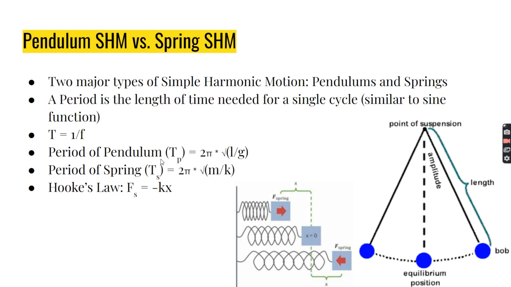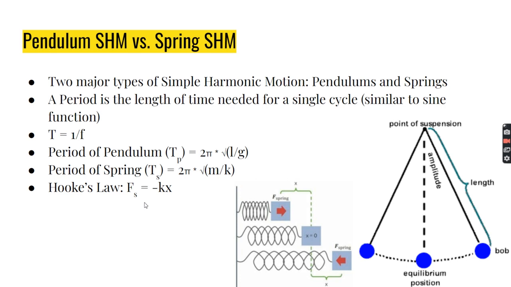So, period is equal to 1 over frequency. Whatever the frequency is, however many times this happens per second, 1 over that is how long the period is. And then the period of a pendulum, the equations are slightly different. It's 2 pi times the square root of the length of the string over gravity. And the period of a spring is 2 pi times the square root of mass over the spring constant.